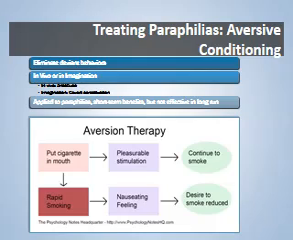And like with the other counter conditioning techniques, if you remember systematic desensitization, you can do this both in imagination and in vivo, in life. So when you're doing it in vivo, this is called overt sensitization. And when you're doing it in your imagination, not in life, it's called covert sensitization.